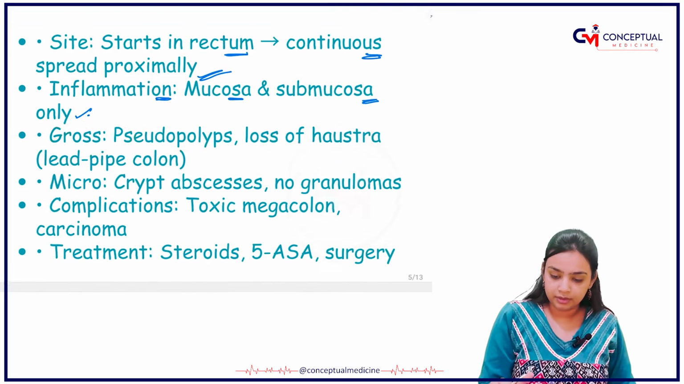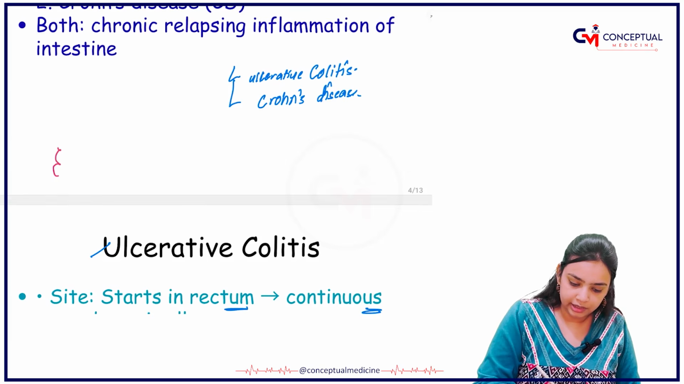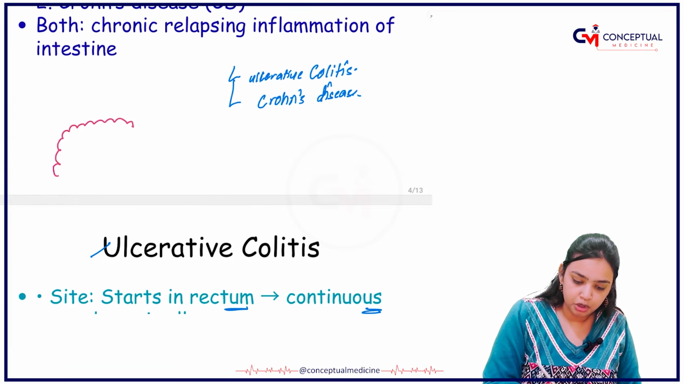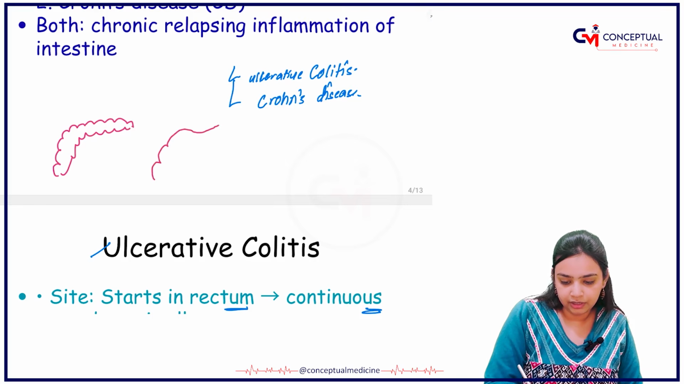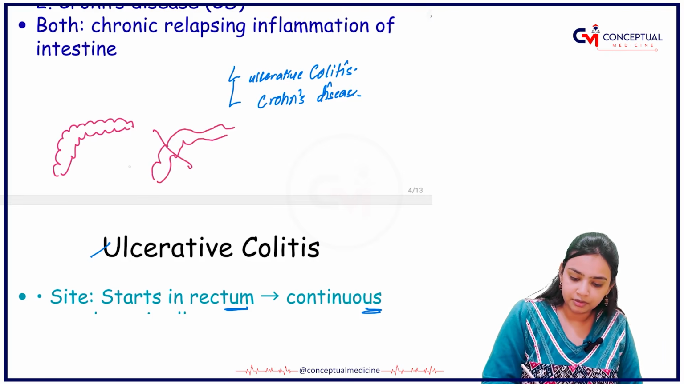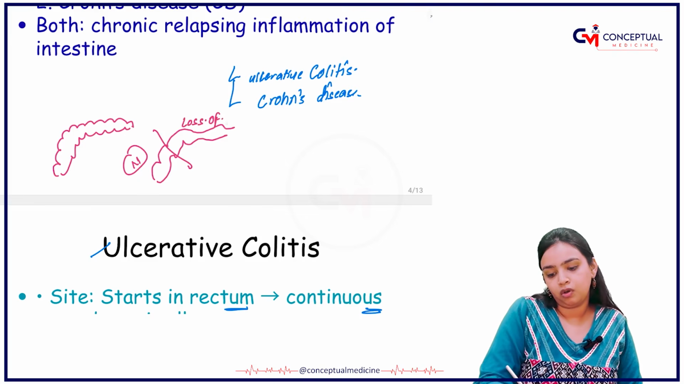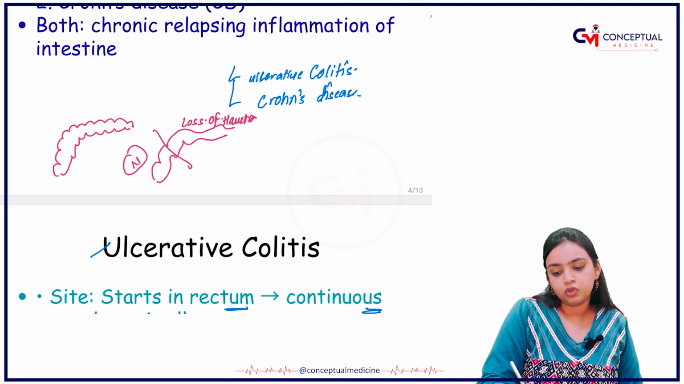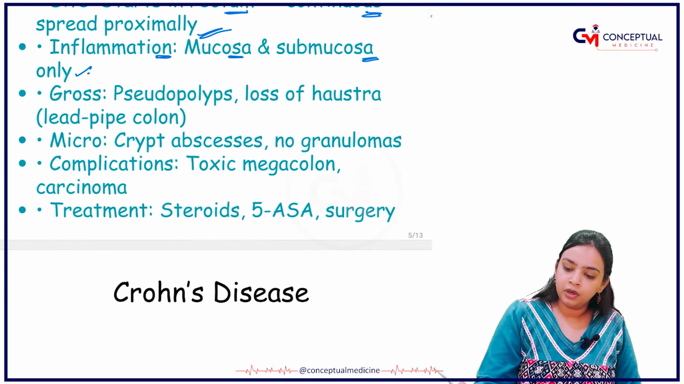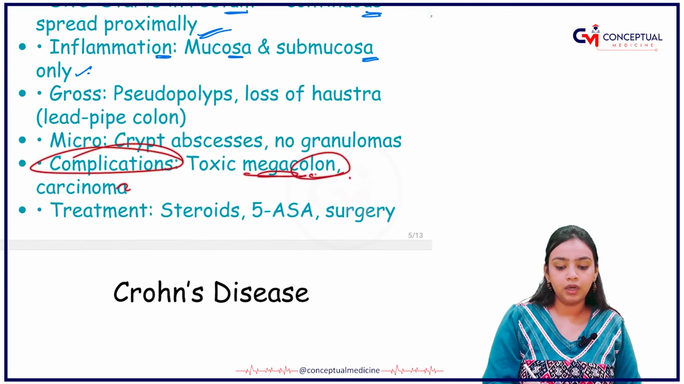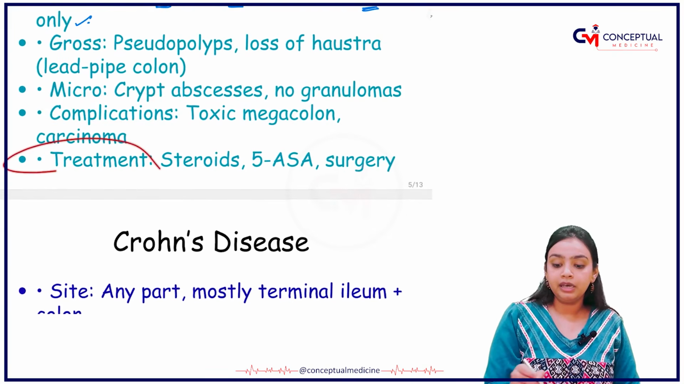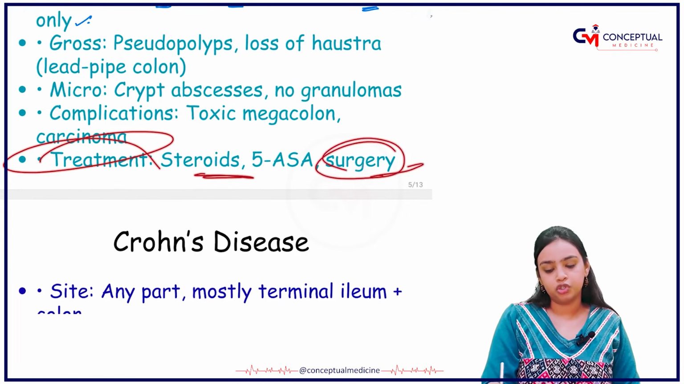Now what are haustra? See, if we draw like this, normally these kinds of structures are there, but if the patient is having ulcerative colitis, see over here the folds are present, it is normal. Now here is loss of haustra. So this is what it is. What are the complications? My patient will be having toxic megacolon and carcinoma. For the treatment, I will give my patient steroids and surgery.